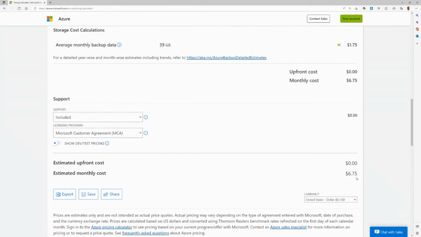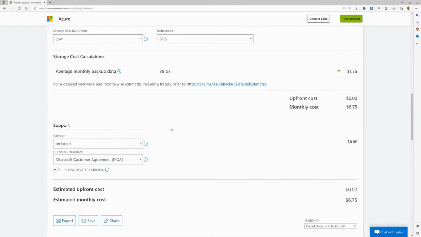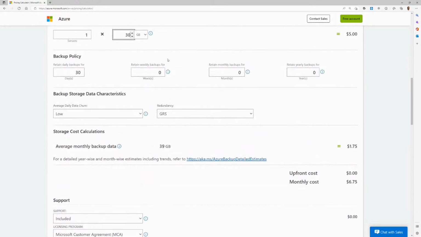I don't have to pay any upfront costs. So Azure checks the consumed amount of storage each month, and this is exactly what I pay for. If I consume more, I pay for more. If I consume less, I pay for less.